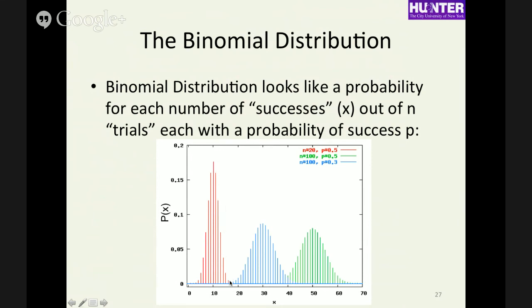Remember, this is a whole probability distribution. This is telling you if you go and do this event 20 times, your probability of having 10 successes is about 0.17. Your probability of having 11 successes is a bit less, 12 successes is a bit less. So it's giving you all of these probabilities.